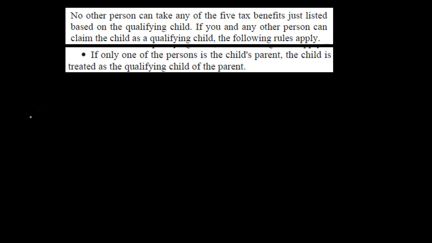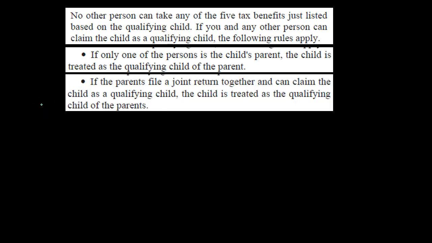Number 1, or first rule, back to the text. If only one of the persons is the child's parent, the child is treated as the qualifying child of the parent. So, for example, if the child was a qualifying child for two people, one a parent and one possibly a grandparent, then the tiebreaker would go to the parent. If they meet all the requirements for a qualifying child for two people, the question is who can claim the child as the qualifying child, and it would typically, of course, go to the parent first. That would be kind of like the tiebreaker.